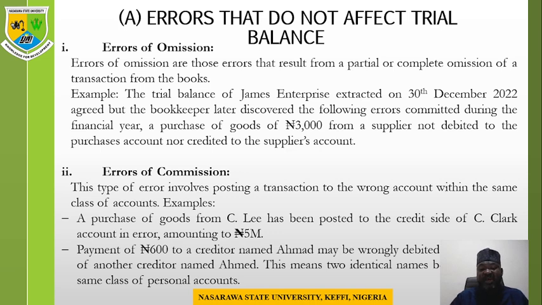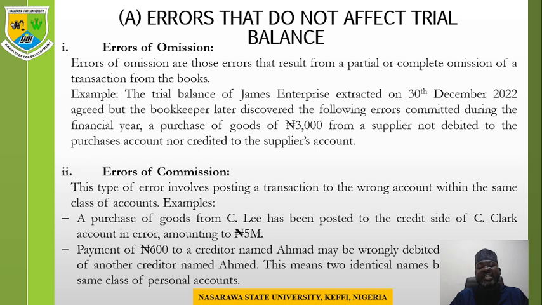But will the trial balance balance? Yes, it will balance because both the credit entry and the debit entry have been made. But has a correction been done? No, because the 600 naira is not supposed to be debited in Ahmed's account. It's supposed to be debited in Ahmad's account. This kind of error is classified as an error of commission.